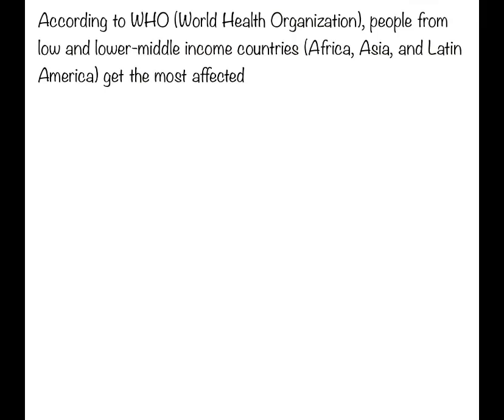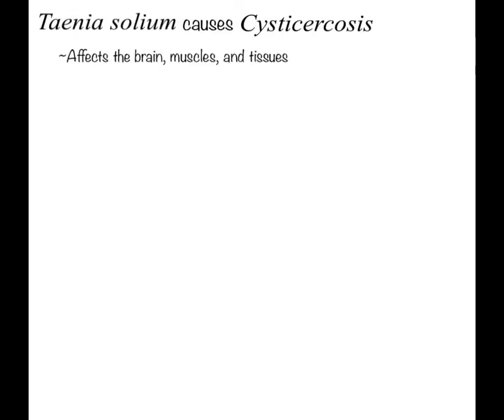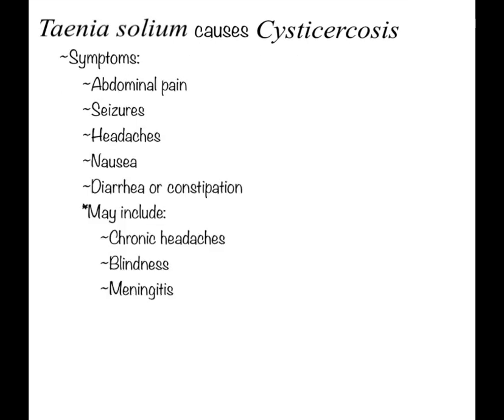Just don't. According to WHO, the World Health Organization, people from low and lower middle income countries such as Africa, Asia, and Latin America get the most affected. And here is what Taenia solium causes. It causes the disease cysticercosis, which affects the human brain, muscles and tissues, and if untreated it can be fatal. The symptoms are abdominal pain, seizures, headaches, nausea, diarrhea or constipation, and may include chronic headaches, blindness, and meningitis.